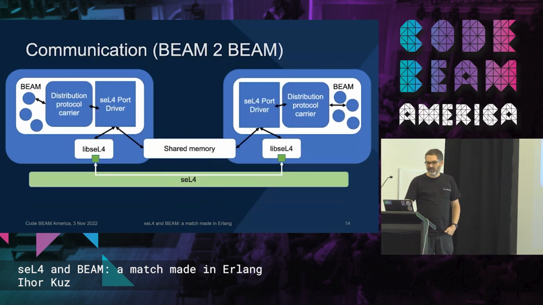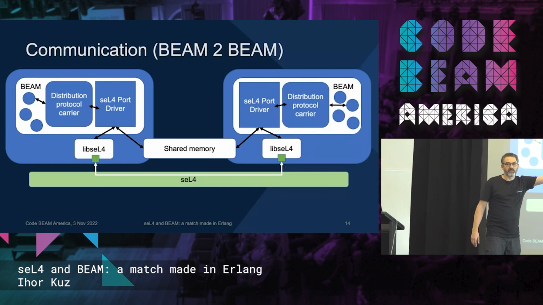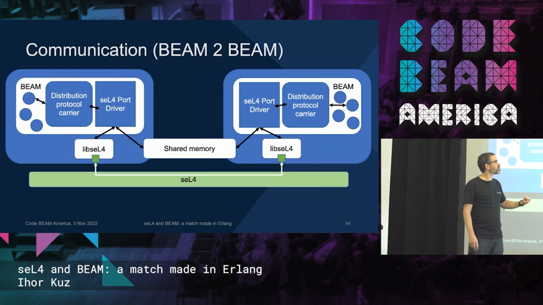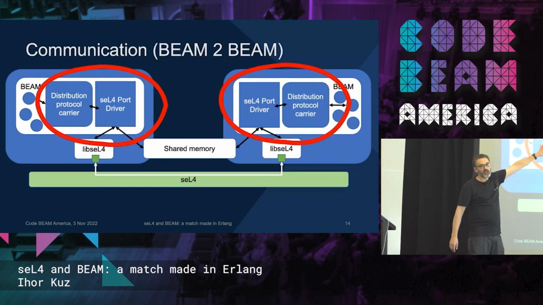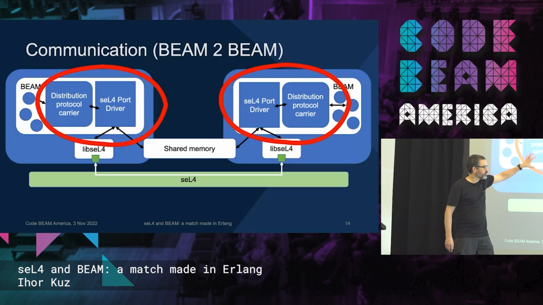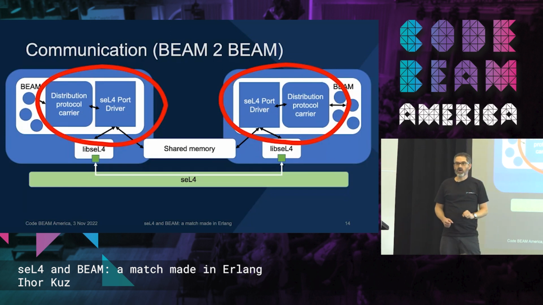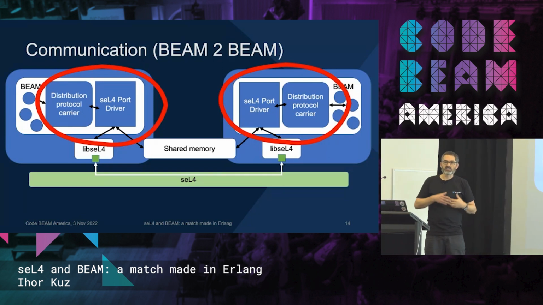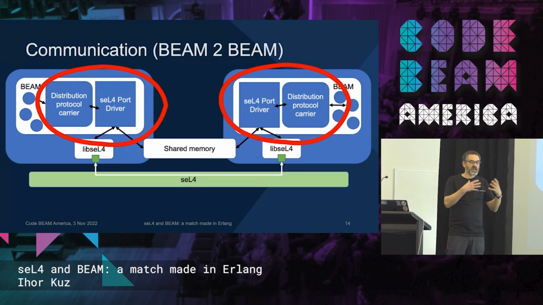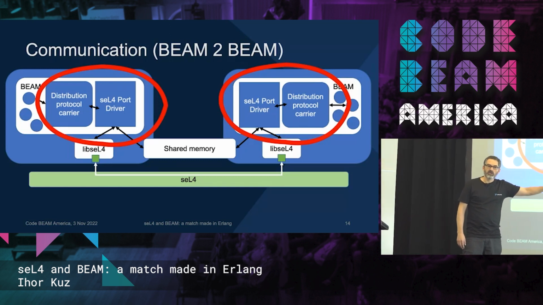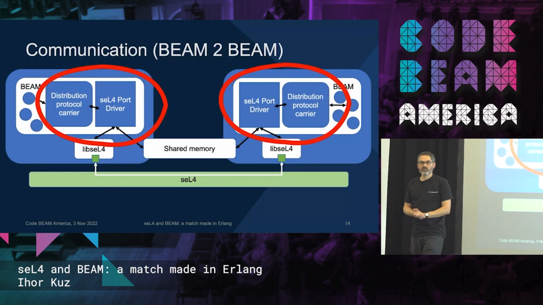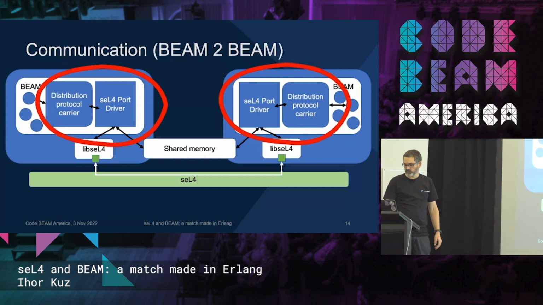All right, I'm being given time, so almost done. We can improve that by taking advantage of native seL4 inter-process communication and essentially writing our own distribution protocol carrier using our port driver or NIF to do native communication between Beams as well. This takes away the heavyweightness of the network stack and the extra component, but still gives us the flexibility and the option of putting a filter in between as well. So, two ways of doing that communication.